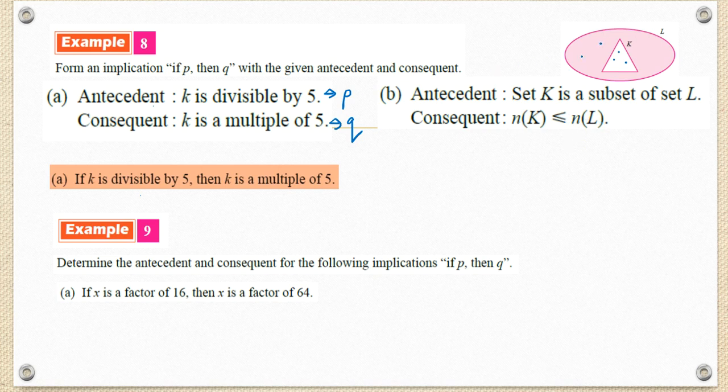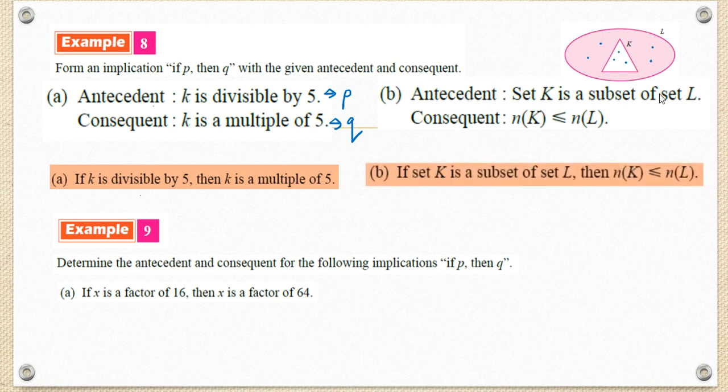Because for this set L, we have 1, 2, 3, 4, 5, 6, 7. Let's say we have 7 elements inside, but inside set K there are only 3 elements, which is less than. Correct? So you have to form an implication from these two: if set K is a subset of set L, then the number of elements in K is less than the number of elements in L.